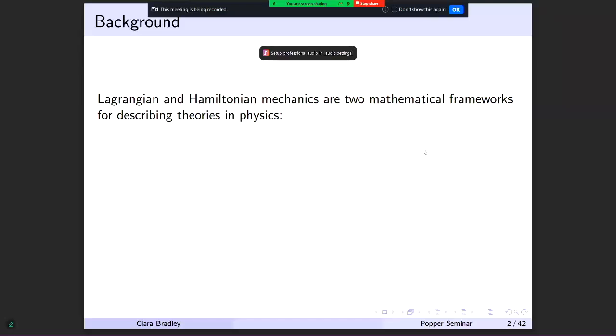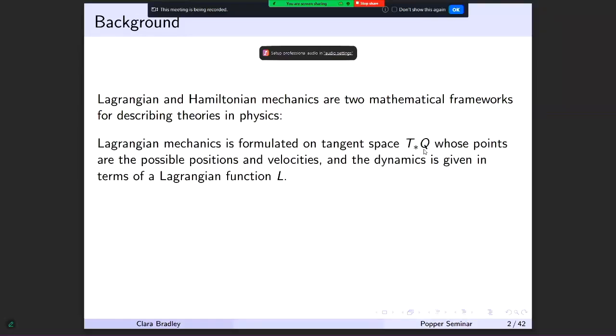Well, at least classically, the picture is that Lagrangian mechanics formulates a theory on what's called a state space called tangent space, where the points of this state space consist of all of the possible positions and velocities of the objects involved. And the dynamics is given by what's called the Euler-Lagrange equations in terms of a Lagrangian function L. And we derive this equation of motion. You might have heard of the principle of least action. That's how one gets to these equations of motion.